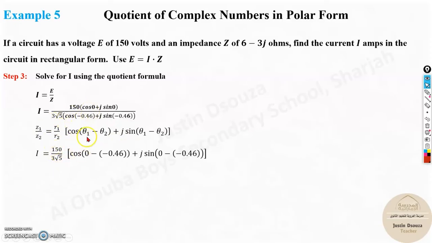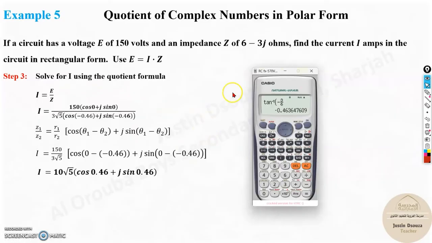And over here the angles are subtracted. Theta 1 is 0 degrees minus negative 0.46. Same thing in both the cases. The answer over here, I, is so much. Now, how did we get it? Very simple. This is 150 divided by 3 root 5. You'll get the answer 10 root 5. That's equivalent to 2.36. And this, you're just multiplying the signs.